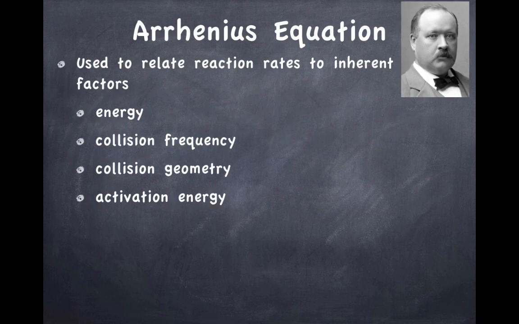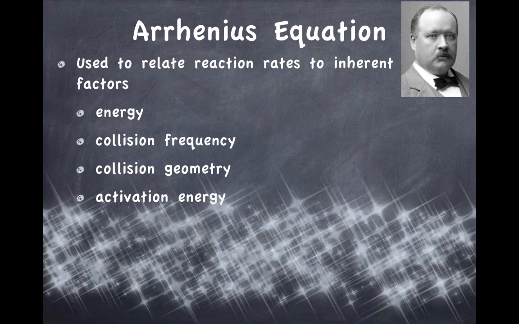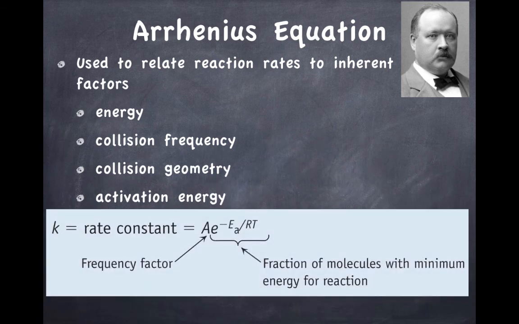So also related to kinetics is a thing called the Arrhenius equation, put forth by Svante Arrhenius. What it really does is relate reaction rates to inherent factors in the reaction. These are things that you can't really change. So we have the energy in the reaction, the collision frequency, the collision geometry, and the activation energy of the reaction. And here is the equation that relates all of those things together.